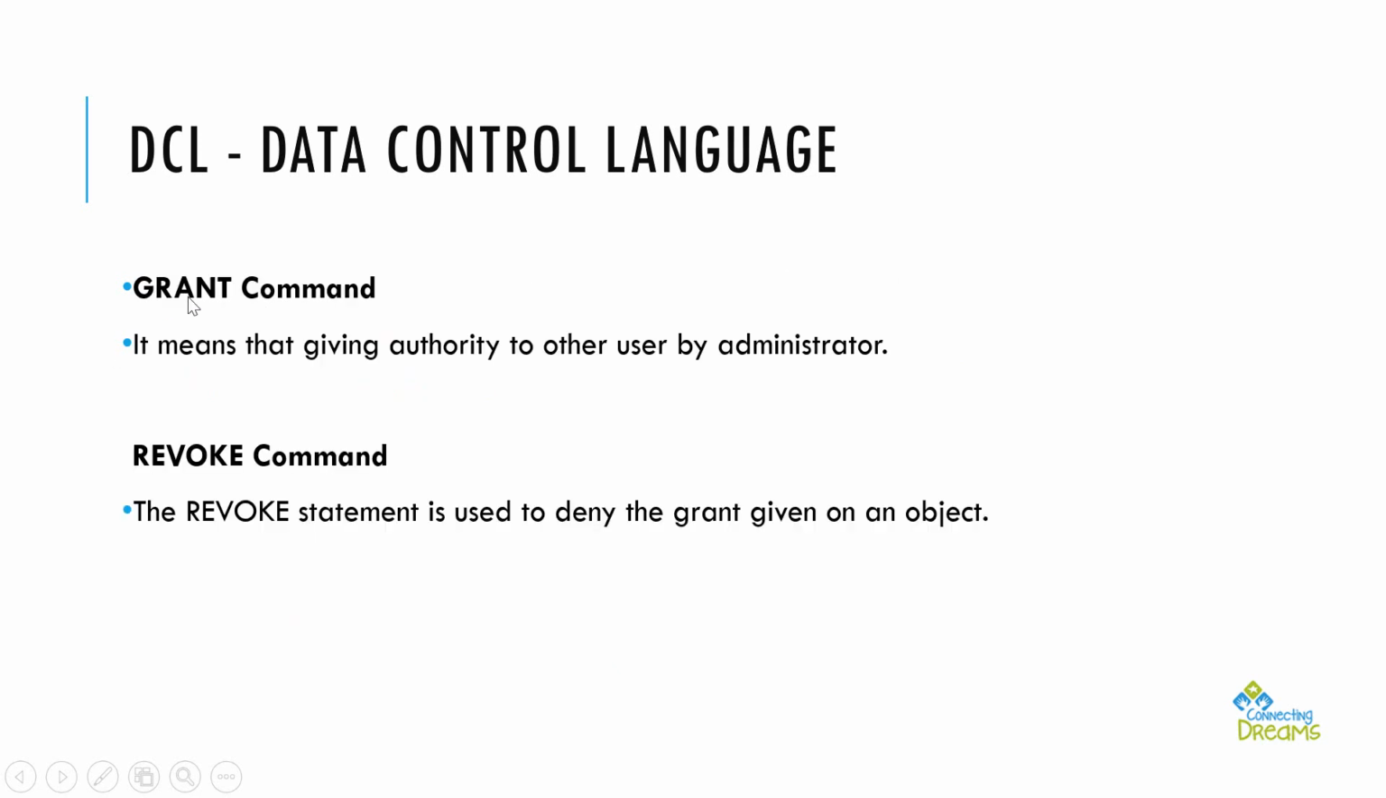It is further explained here as grant command means giving authority to the other user by administrator. If you are an administrator, then only you have authority for granting the authority to the other user. Remember, you can grant privilege only if you have been granted that privilege. Revoke command. Revoke statement is used to deny the grant given on any object. It is used for taking off or removal of authority, or say getting back authority from a particular user.